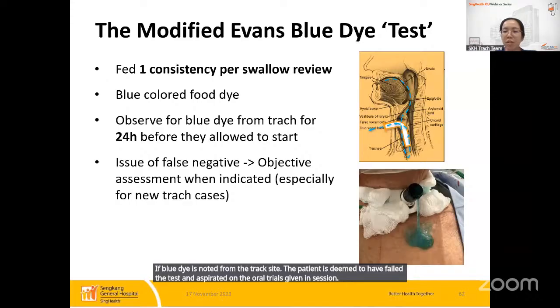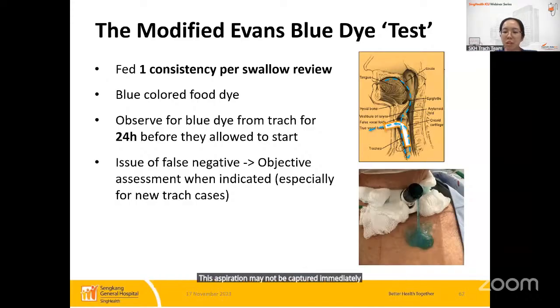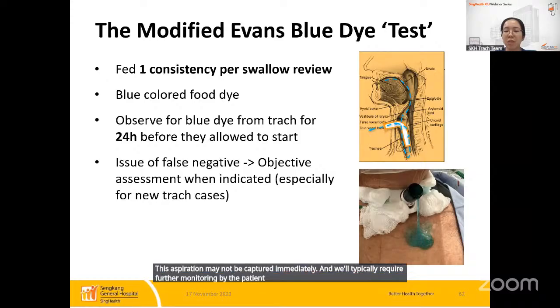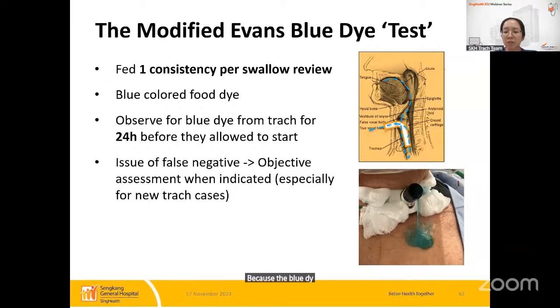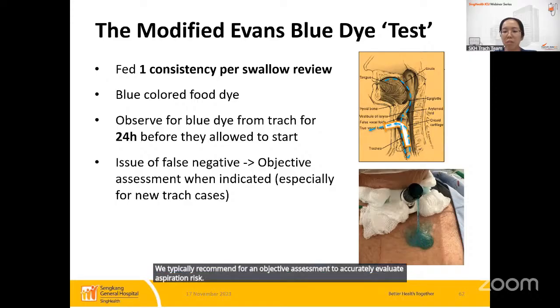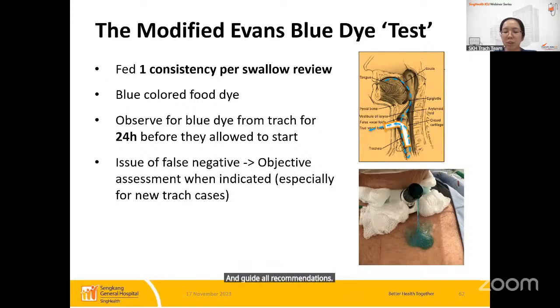This aspiration may not be captured immediately and will typically require further monitoring by the patient and staff nurse in charge for the next 24 hours after the session. Because the blue dye test carries a significant risk of false negatives, we typically recommend an objective assessment to accurately evaluate aspiration risk and guide our recommendations. This is especially so for newly created trach cases.